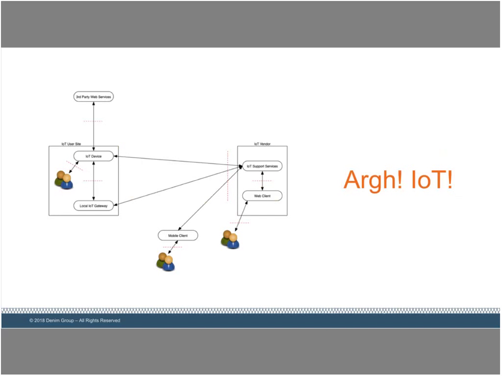Well, those IoT support services are also potentially being used by a web client to configure and manage the system, and potentially being used by mobile clients to use the system. And so, again, that mobile application threat model gets squished down into a tiny portion of this. It's like we're fractally getting more complicated as we advance from web applications to mobile applications to IoT applications. And so now we're playing 3D chess.